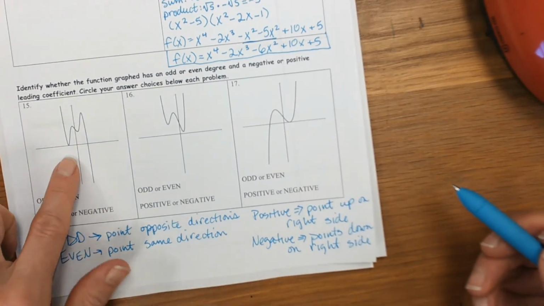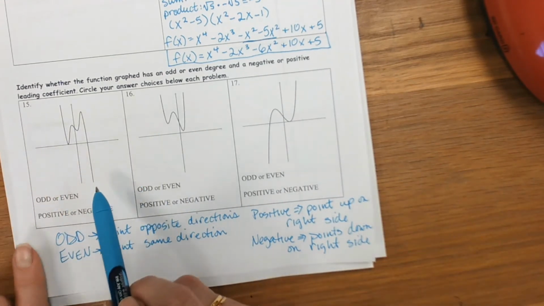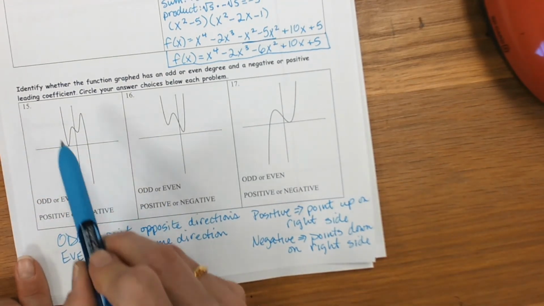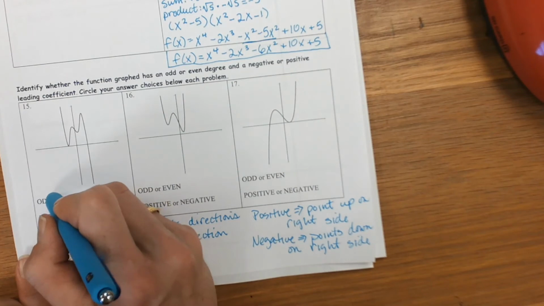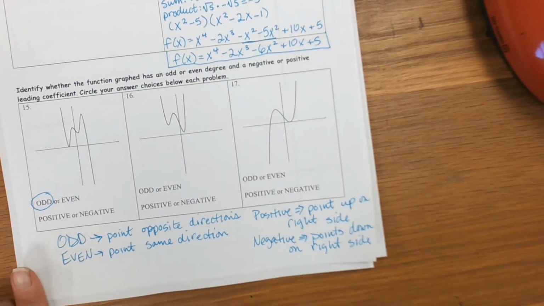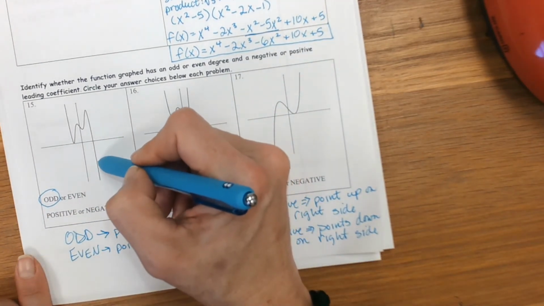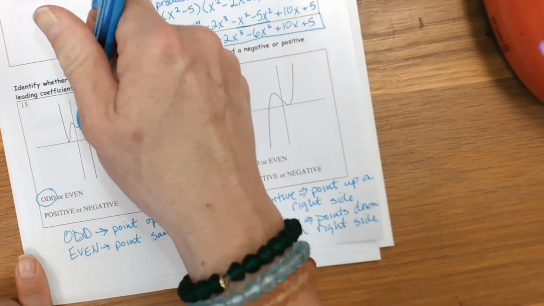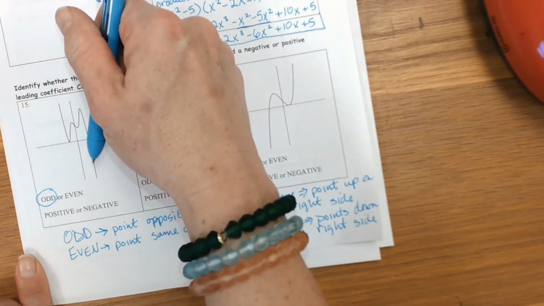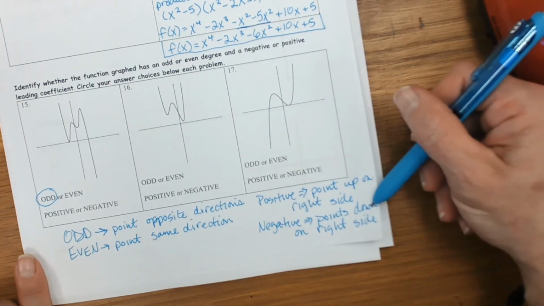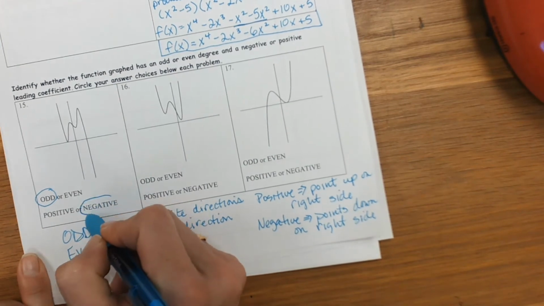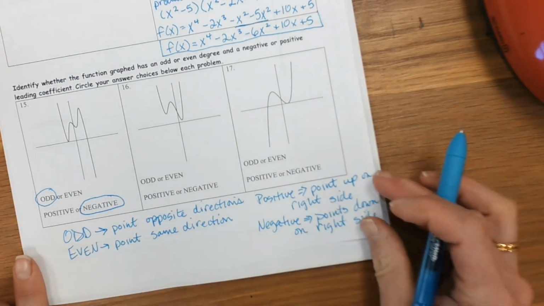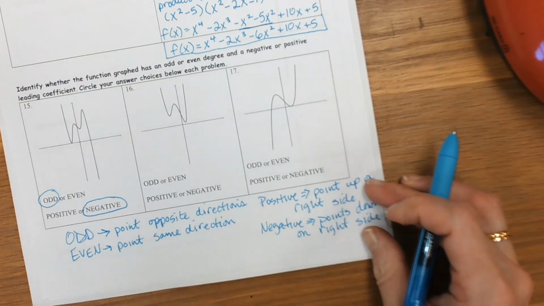Okay, so let's look at this example right here. I can see that this side is pointing down and this side is pointing up. When they're pointing in opposite directions, that is an odd degree function. Now I look at this side right here. On the right-hand side, it's pointing down, right? If it's pointing down on the right-hand side, that's a reflection, and we know that it has a negative leading coefficient. Okay, so these are pretty straightforward, pretty easy.